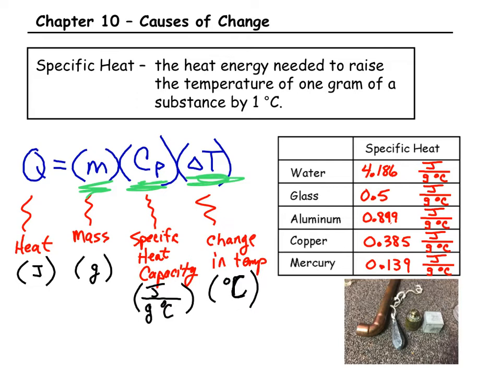Notice on this chart a few examples of specific heats. Water has a very high specific heat relative to things like glass, aluminum, copper, or mercury, which means that it takes more energy to warm up water than it does most other substances. That being said, once the water is warmed up, it holds a lot of heat energy in it as well.